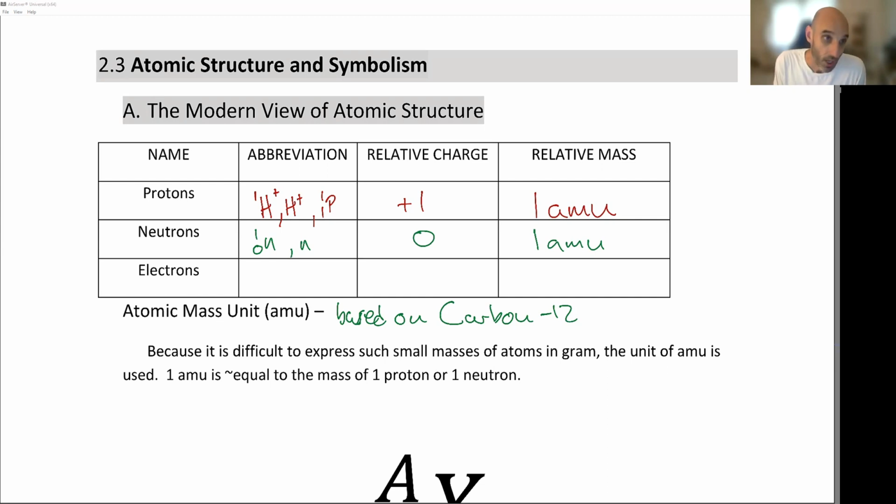Electrons, typically you see it just as e-, and that's pretty much all we're going to see it as. Relative charge of -1, and this is 0 AMU. It's like 1/1000th of an atomic mass unit, so there's no real point. Relatively, there is essentially no mass to an electron, although there is a mass to an electron, in this case, there's no mass to an electron. So those are our particles.